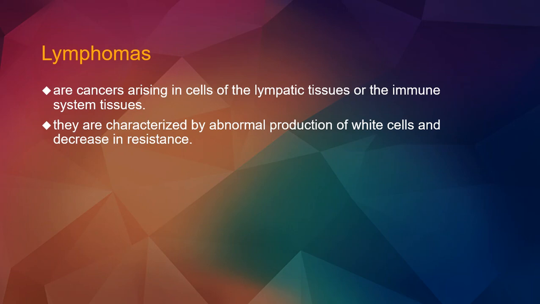Okay pa? So next, lymphomas are cancers arising in cells of lymphatic tissues or the immune system tissue. Right? Our lymphatic system, we have the immune system. We have many kinds of cells under these systems. Okay? Like red blood cells, white blood cells. So these are characterized by abnormal production of white cells or WBC, white blood cells, and decrease in resistance. Because remember, in your elementary years, you called white blood cells the soldier blood of the body. Okay? It fights off infectious diseases. Okay pa? So, those are lymphomas, cancer of the lymphatic cells.